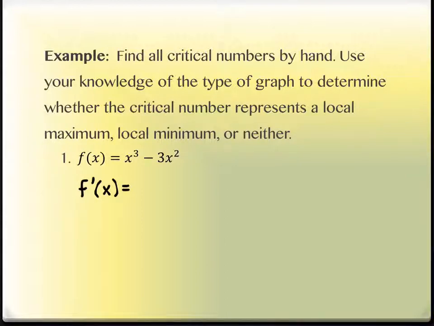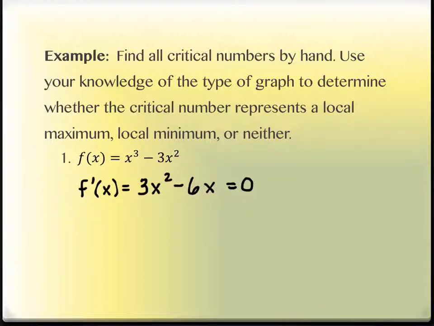All right, what's the derivative of this function? 3x squared, and then what? Minus 6x. Fantastic. And then what we're going to do is set this one equal to 0, because that's exactly what critical numbers are. Critical numbers are locations where our derivative is equal to 0, by definition. So what we want to do is solve the equation 3x squared minus 6x equals 0.